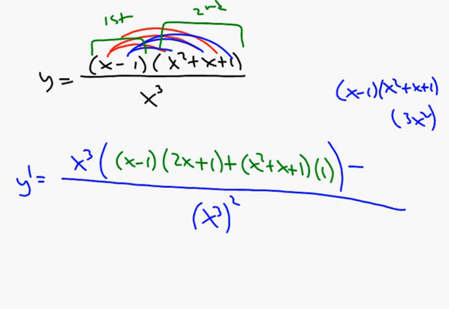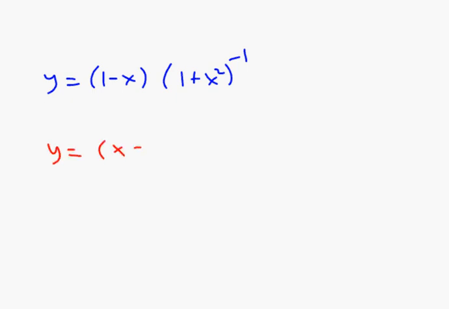All right. Be careful of a problem like this. y equals (1 minus x) times (1 plus x squared) to the negative 1. Sometimes they decide to write things in a strange way, but if you remember what negative 1 means as an exponent, that just means put that thing in the denominator. So it's y equals 1 minus x over 1 plus x squared. So there you can clearly see that you could use the quotient rule.